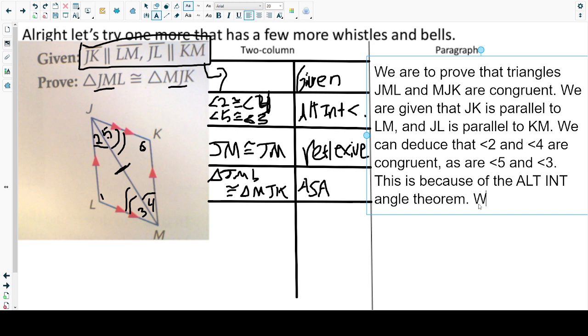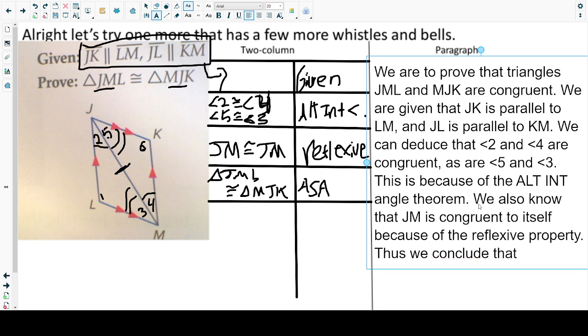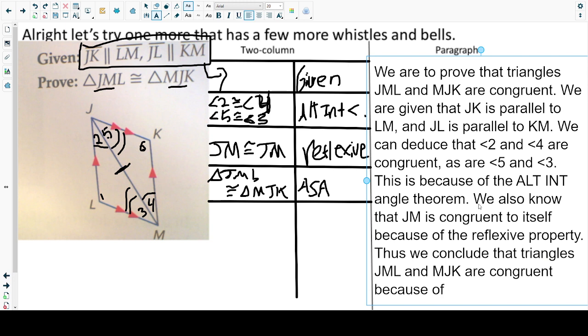We also know that, this is the one we've done before, JM is congruent to itself because of the reflexive property. Again, what do we know? Why do we know it? Thus, we conclude that triangles JML and MJK are congruent because of the angle side angle theorem.